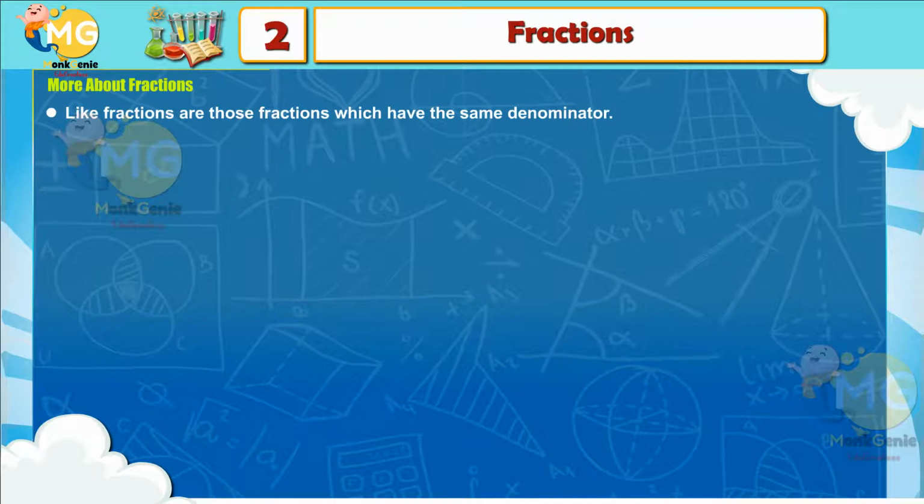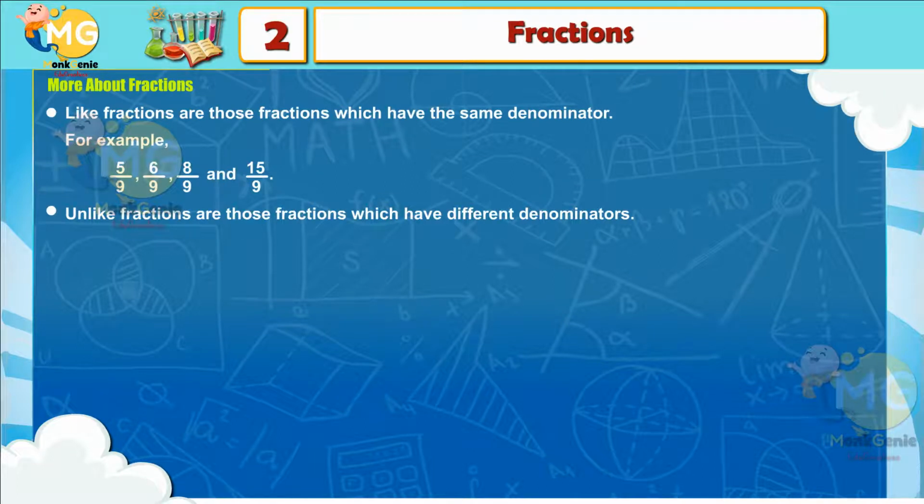Like fractions are those fractions which have the same denominator. For example, 5/9, 6/9, 8/9 and 15/9. Unlike fractions are those fractions which have different denominators. For example, 3/4, 7/8, 5/12 and 3/11.